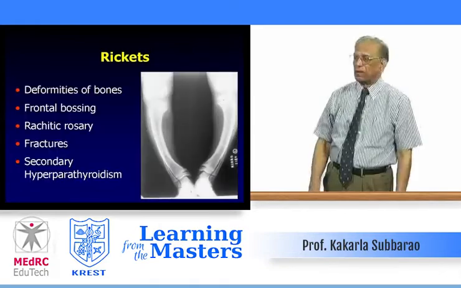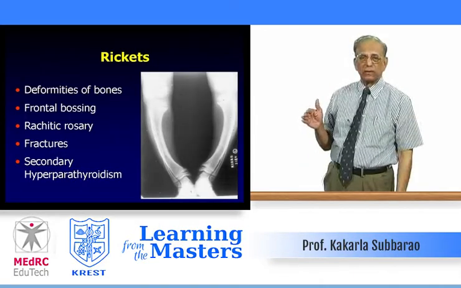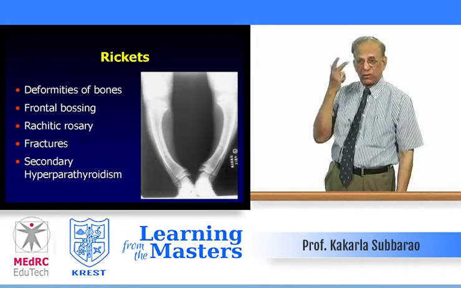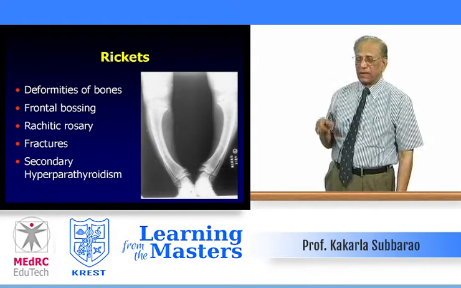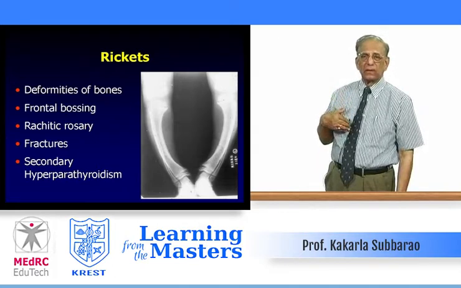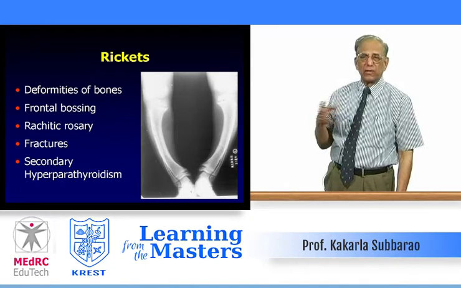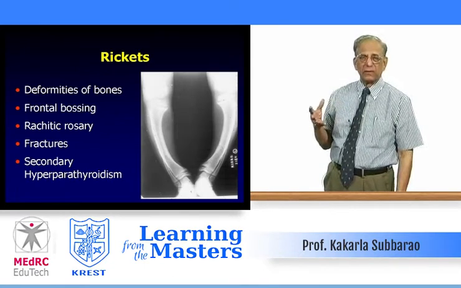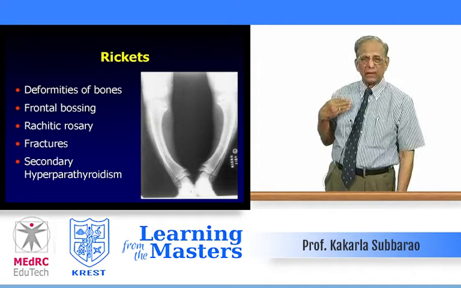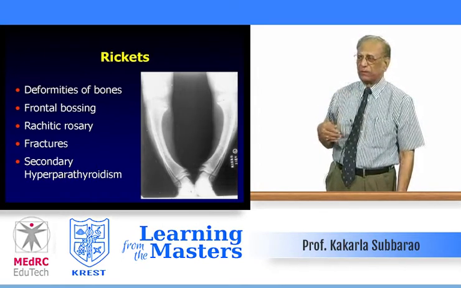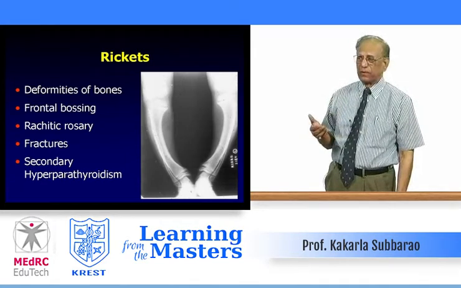Deformities of bones, because there is softening, when the children walk, there is bowing of the legs, frontal bossing, and then rachitic rosary along the costochondral junctions. There is hypertrophied osteoid, as we said earlier, non-mineralized, so that produces cupping, and clinically you can palpate these beads as if there is a rosary bead. Fractures are common, and ultimately these, if neglected, lead to secondary hyperparathyroidism.